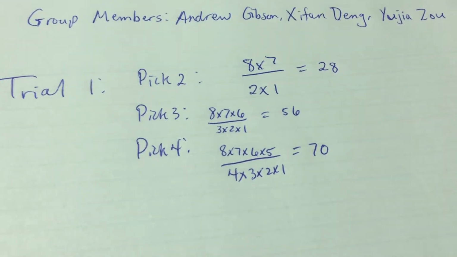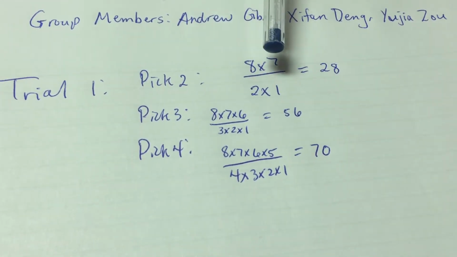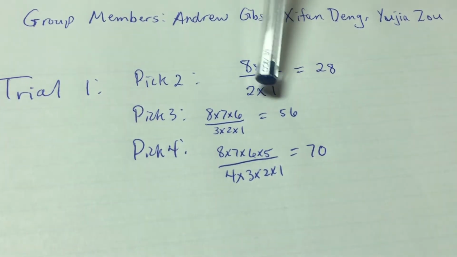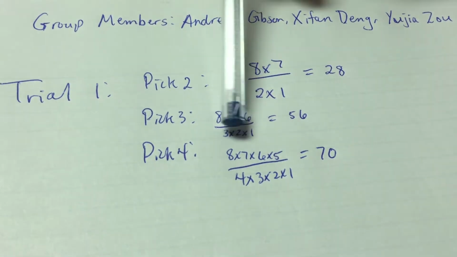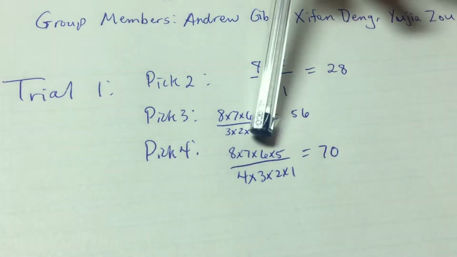The math and thinking behind that is if we pick 2 elements, then we divide by the number of elements that were picked to account for the replications. For instance, in pick 2, we pick 2 elements, so we divide by 2 times 1. In pick 3, we pick 3 elements, so we divide by 3 times 2 times 1, and so on.